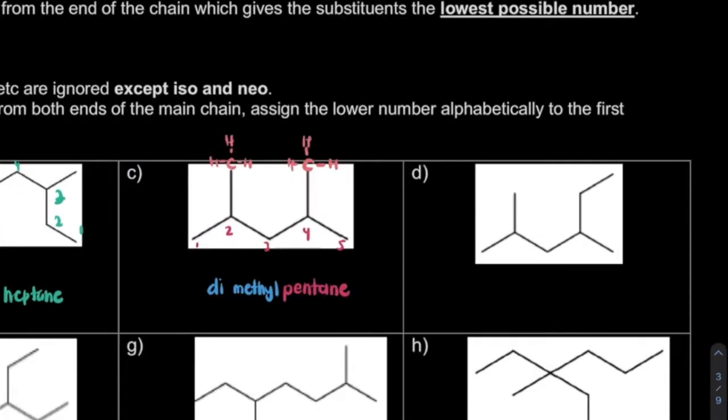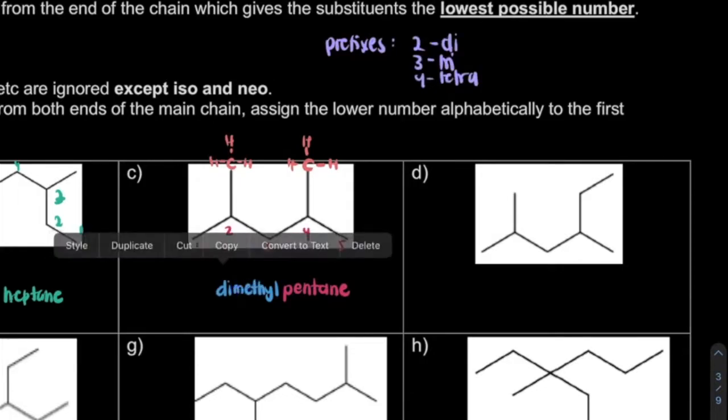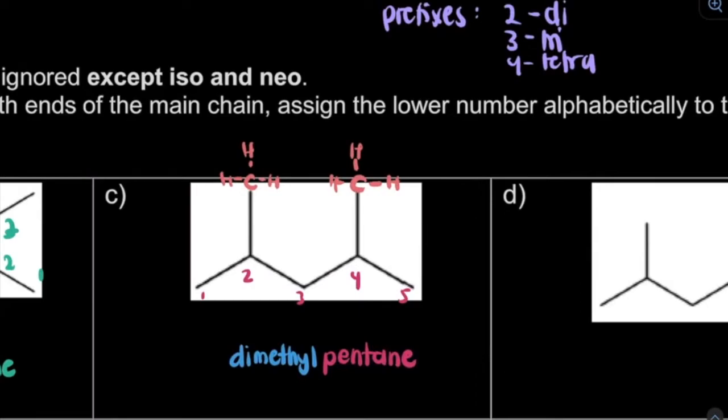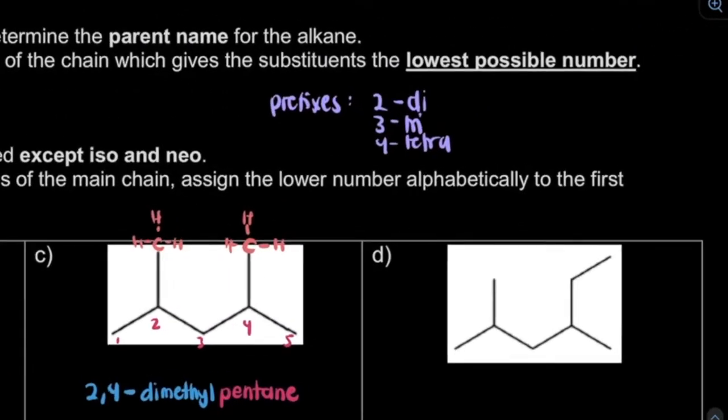Okay, kat sini tak ada. Okay, but please add in your notes. Okay, prefixes. Okay, kalau 2, di, 3, tri, 4 adalah tetra. So sebab here we have 2, so nama dia adalah dimethyl pentane. Okay, tapi again we have to specific pada nombor berapa. So actually nombor 2 for dimethyl pentane. Okay, again yang ini please add in your notes as well.